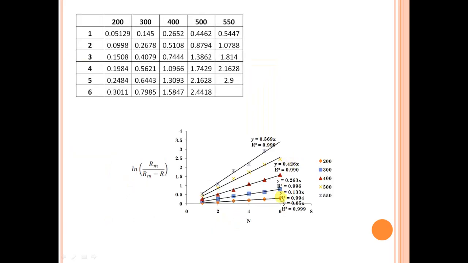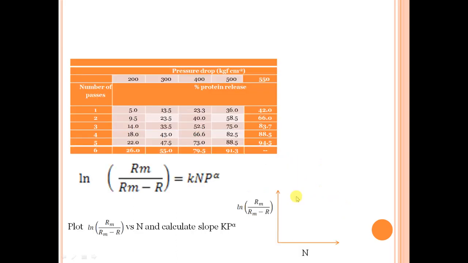You can see this is of the form y equals mx, where m is nothing but the slope. From this, all the slope values are known to you. In the first case, that is operating line 200, the slope is 0.05, whereas in the second case it is 0.133. For 400, it is 0.263. For 500, it is 0.426. This slope value is nothing but Kp par alpha. You can consider this whole thing as x, so that it becomes easy to understand.